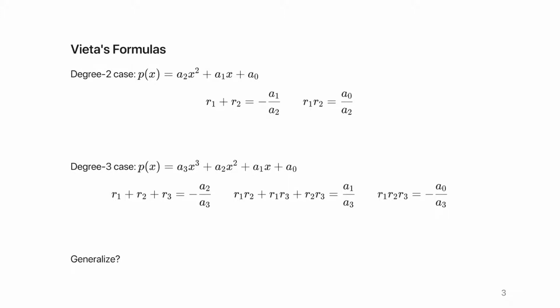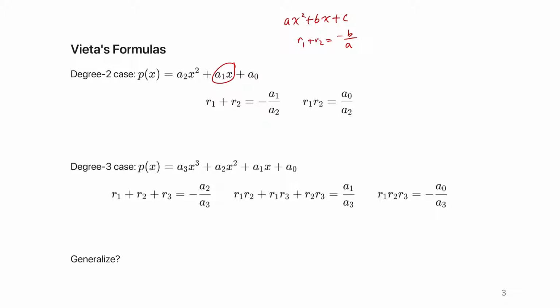The first case we looked at was the degree 2 case, where a polynomial was of the form a2x squared plus a1x plus a naught. We normally wrote that as ax squared plus bx plus c, but this is a little more general. We said that the sum of the roots was the negative of the coefficient on the second highest degree term, so the negative of the coefficient on x divided by the coefficient on x squared. With ax squared plus bx plus c, that was negative b over a.